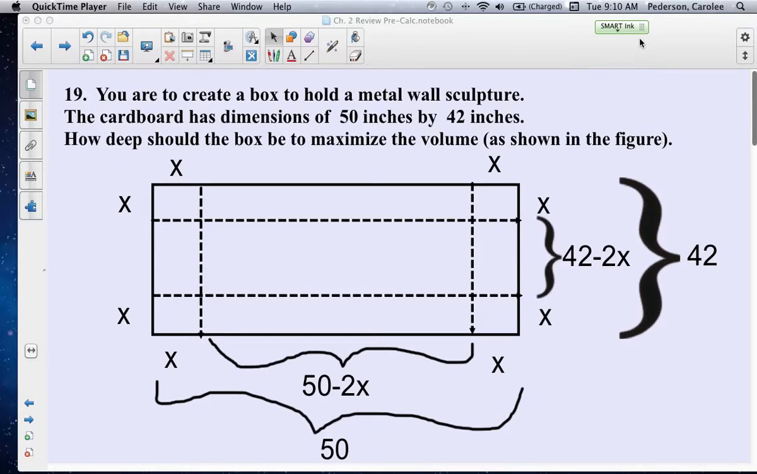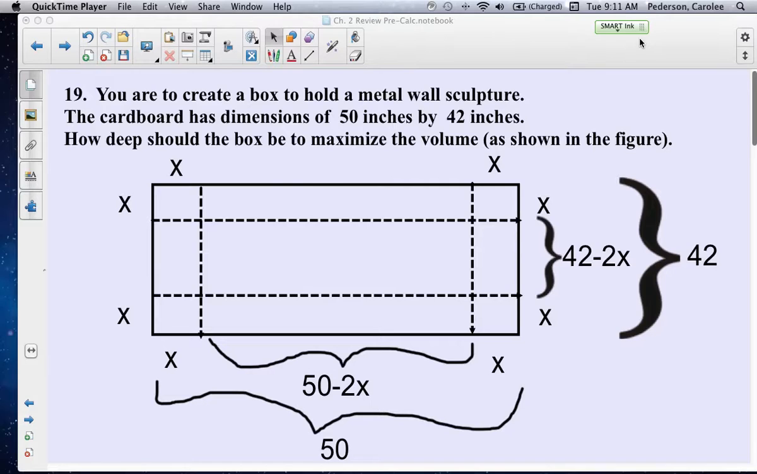Here's Chapter 2 review. Question number 19. You want to create a box to hold a metal wall sculpture. The cardboard has dimensions 50 inches by 42 inches. How deep should the box be to maximize the volume?